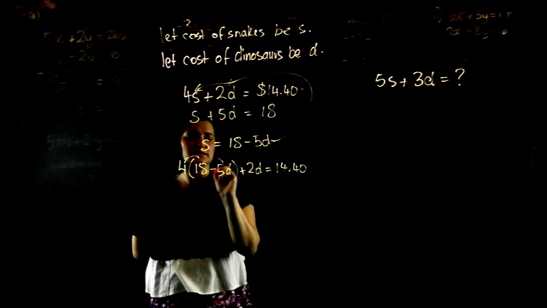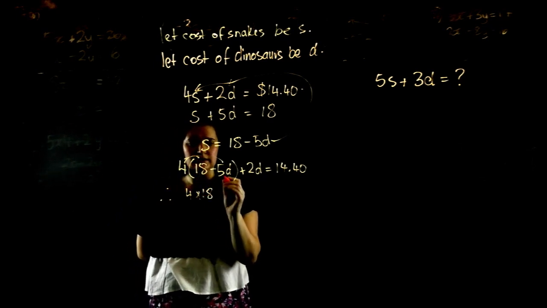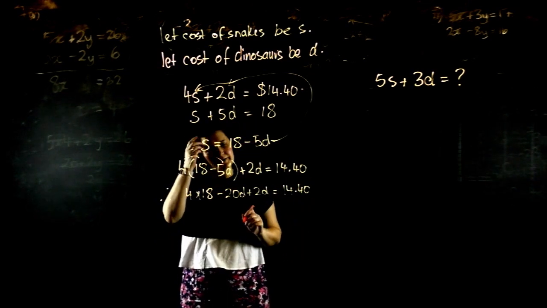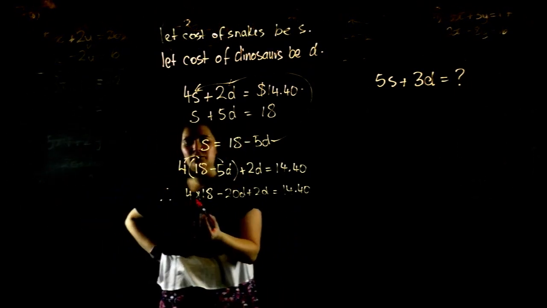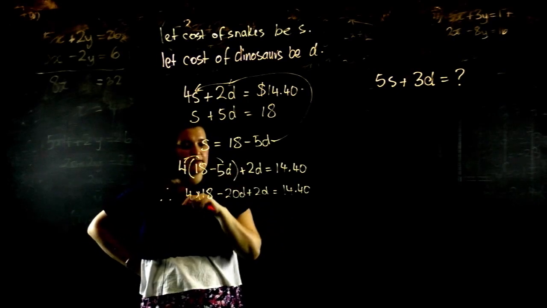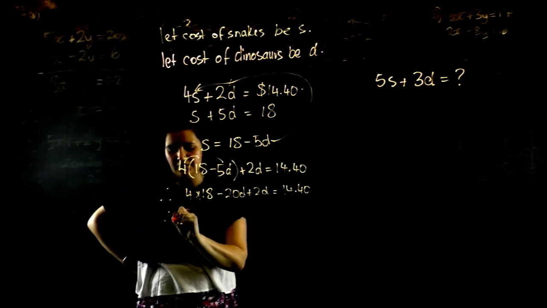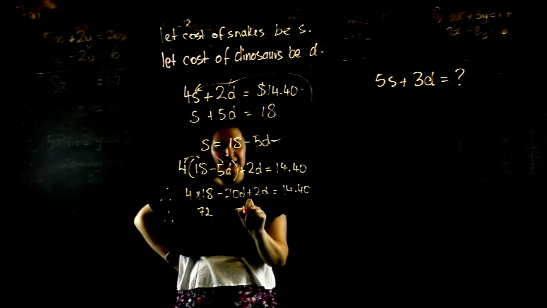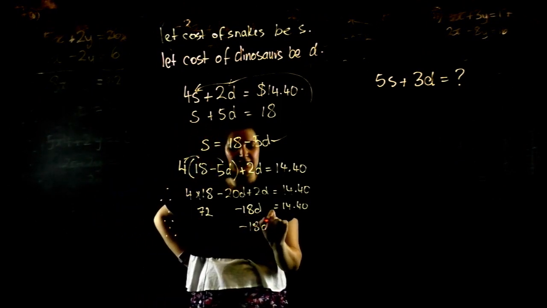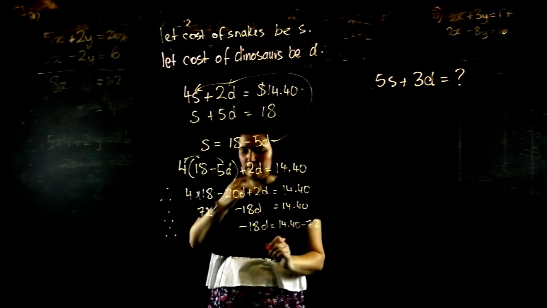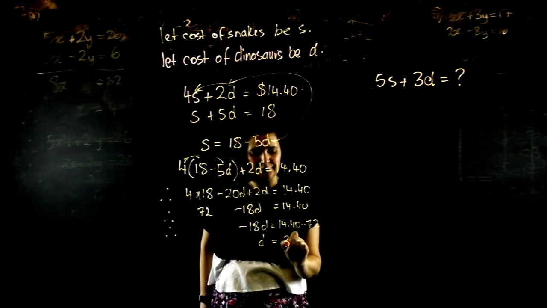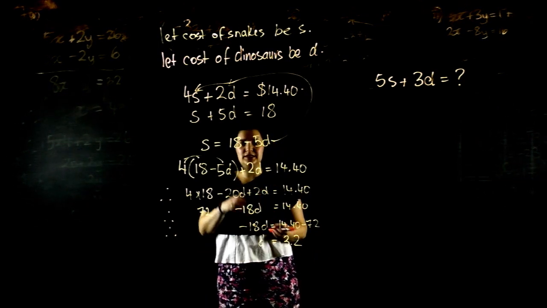Now expanding these brackets, I've got therefore 4 times 18 take 20D plus 2D equals 14.40. Now I'm not great on my 18 times tables, but 4 10s are 40 and 8 4s are 32, so that is 72. So I've got 72. Now this is take 18D equals 14.40. Therefore, negative 18D equals 14.40 take 72. And if I divide both of those sides by negative 18, I get D equals, I believe, 3.2. Okay, so it's $3.20 for a dinosaur.